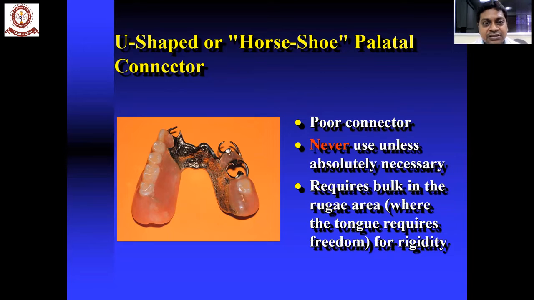What happens is, when this major connector is given and the patient is wearing it, the tongue is going to interfere with this palatal connector and cause a problem when the patient starts to speak. At that time it is going to be difficult for them. So it should be used only when absolutely necessary.